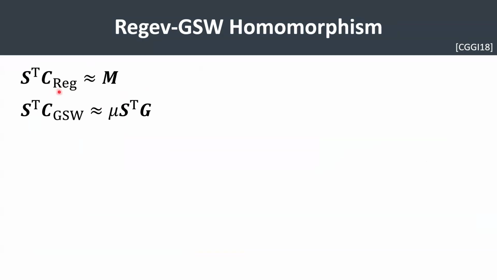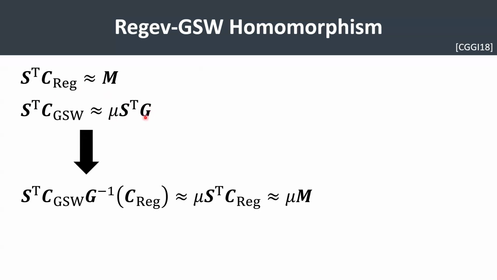If I have a Regev ciphertext, I multiply by the secret key, I get the message. If I have a GSW ciphertext, I multiply by the secret key, and I get the message multiplied by the secret key, multiplied by the gadget matrix. So what you can do is the following. Suppose I take my GSW ciphertext, and I multiply by G inverse times the Regev ciphertext.